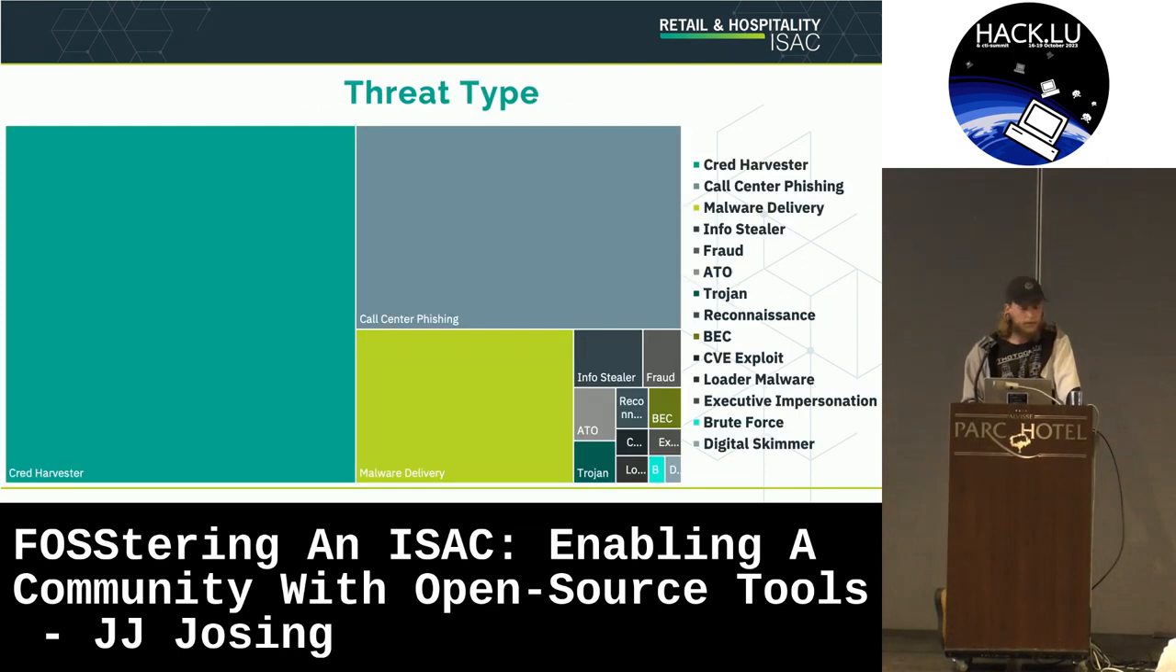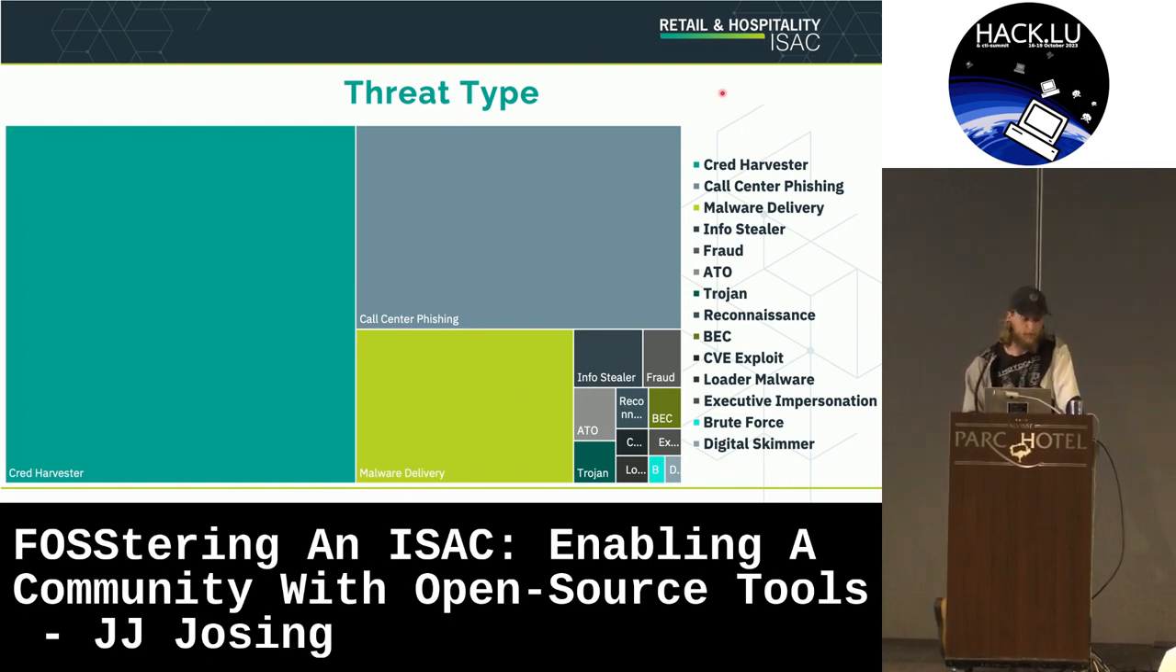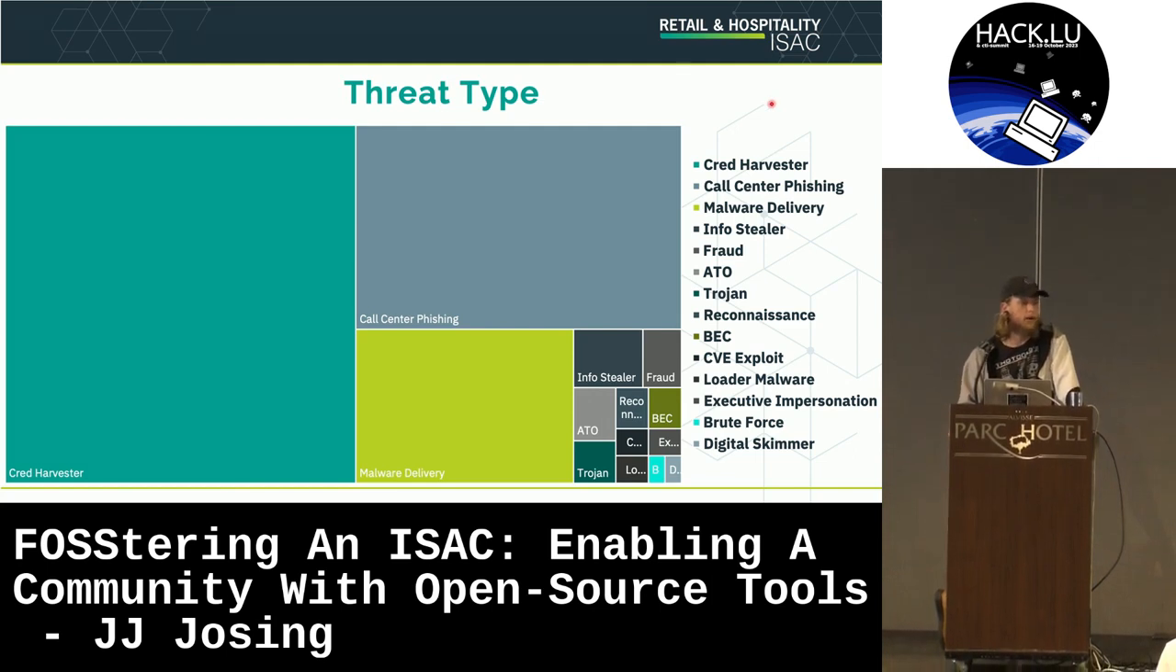And then finally, our threat type breakdown. Over the last year, nearly 50% of the intel has been credential harvester intel. And a little more than a quarter has been call center phishing or callback malware. That's been an extremely hot trend right now. Google Groups phishing, Geek Squad, all that stuff.